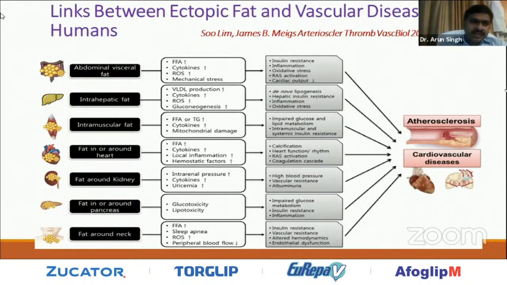And so adipocyte metabolism is different in these different ectopic sites like abdominal viscera, visceral fat, hepatic fat, muscular fat, fat in the heart or myocardium or epicardial fat, perirenal fat, pancreatic fat, and fat around the neck. These are the common sites of ectopic fat deposition, and the metabolism of the fat tissue is different in each of these ectopic sites, and through different mechanisms leads to atherosclerosis and cardiovascular disease.